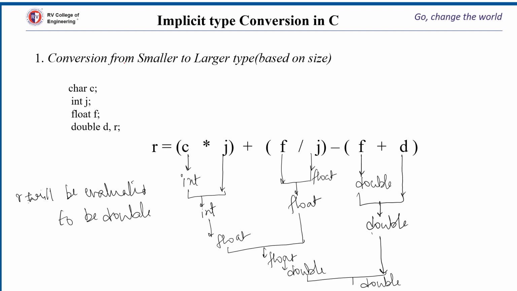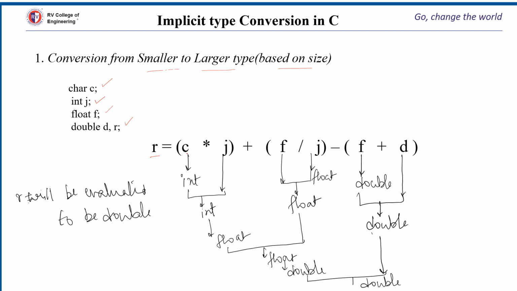So the first is conversion of smaller to larger type. It's based upon your size. For example, I have the variable c declared as char, integer j, float f, and d and r are of double type. Now let us evaluate this expression: r = c * j + f / j - f * d.